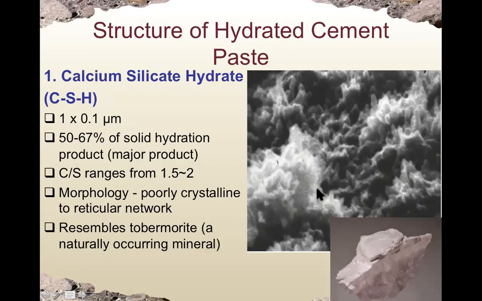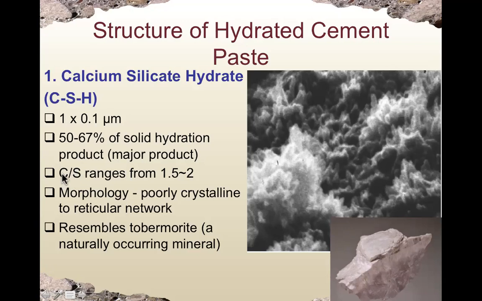All right, so here shows the major hydration products. The first one, of course, is calcium silicate hydrate, or CSH. The size of CSH is very small, 1 to 0.1 μm, where μm is micrometer. It takes up the majority of the total solid hydration product, about 50% or even more.